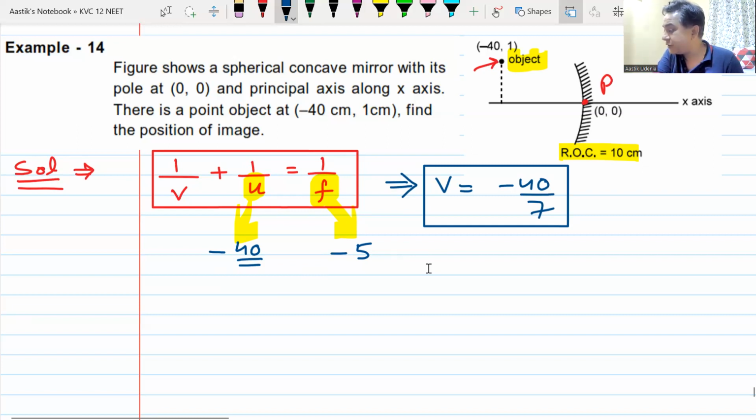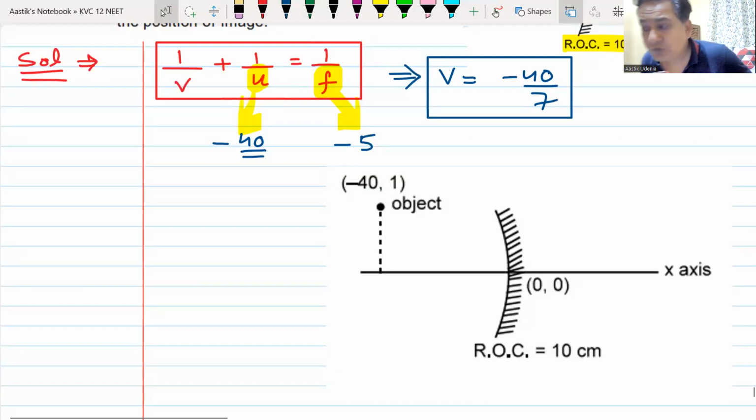Now, how are we going to find out? How are we going to find out where the image is formed? That is the only question that needs answering. Yes or no? How are we going to find it? So now we are going to look at this question in a slightly different way. This is the object. I have given you the enlarged view of the object. We have already calculated where the image is going to be formed. We have calculated the value of V. But we know that it will not be on the principal axis. We have to find out where that is.